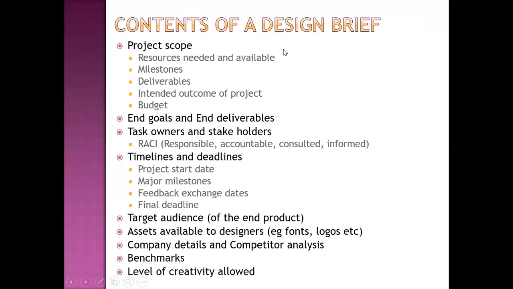And what are the contents of a design brief? It includes project scope, that is resources needed and available, milestones, deliverables, intended outcome of project and budget. Then it includes end goals and end deliverables. It includes task owners and stakeholders. They should be responsible, accountable, they should be consulted and informed. Design brief includes timelines and deadlines, which include project start date, major milestones, feedback exchange dates, and final deadline.